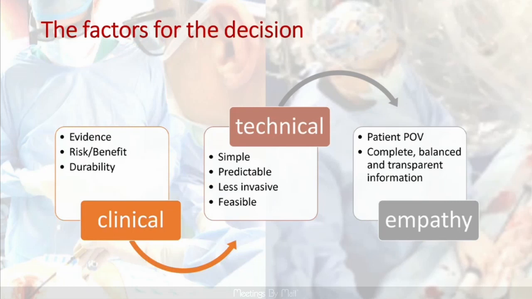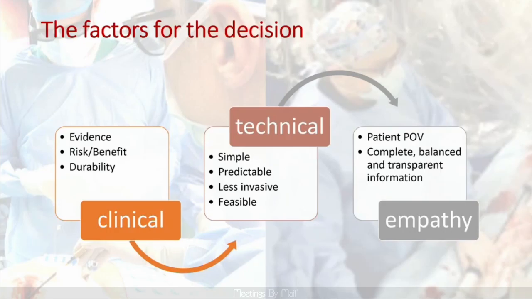Number one, it's a clinical decision. We've been talking about this. Evidence will help us. Analysis of the risk-benefit profile of different options. Durability and lifetime management is also important. So all this is important. This is what we know. Then there is what we can do, the technical feasibility. Usually I like to choose the simpler one, the more predictable one, the one which is obviously less invasive, but obviously I also have to do the one which is feasible.